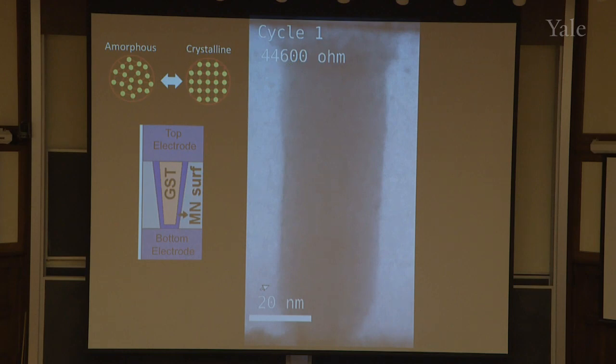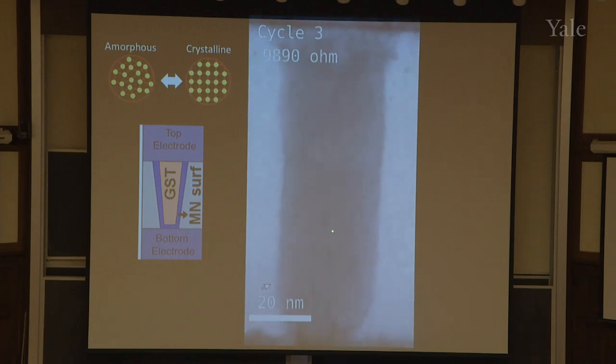And what you're going to see when I play the movie is that right now it's all kind of gray, and you're going to see that the intensity changes. So some regions of this pillar will turn darker, and that's actually the crystalline state. That's the ordered state. Right now it's in the amorphous state, where the atoms are arranged in a disordered, random fashion. So let's see. OK, so there you go.